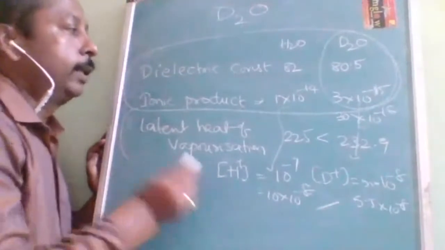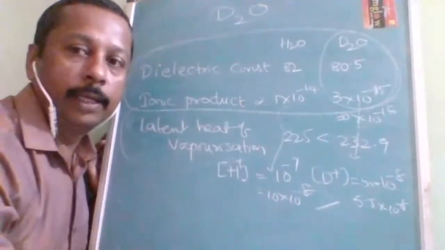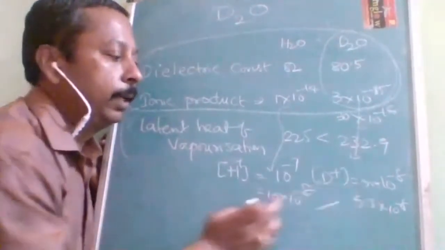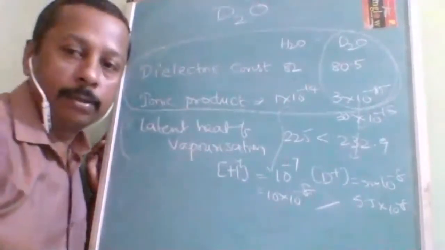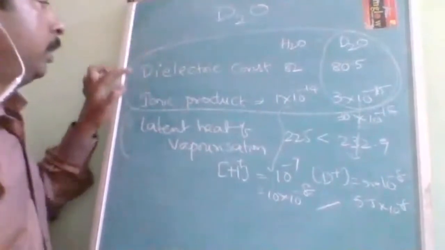Therefore, the acidic strength of heavy water will be less than the acidic strength of the normal water. Is it understood? Okay. So then these are the two properties.